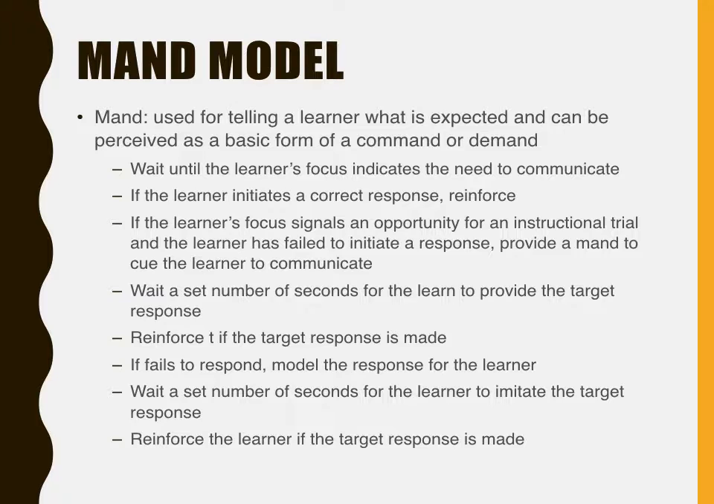So you can say, tell me, drink. And you'll wait a set number of seconds for the student to imitate the target response, like 3 seconds, 4 seconds. And you will reinforce the student if the target response is made. So you can say, yes, drink, and then you pour a cup of lemonade for your students. That's the mand model.